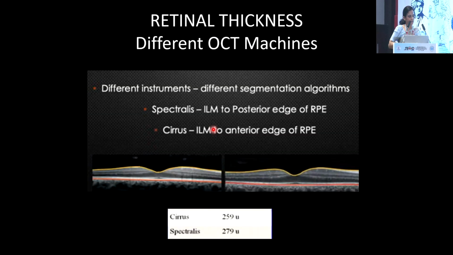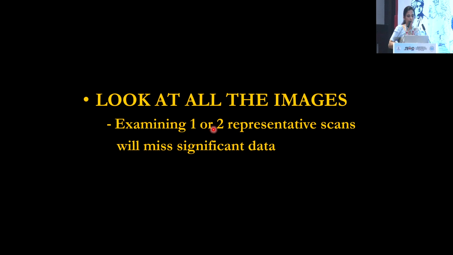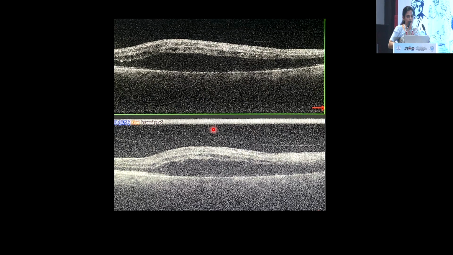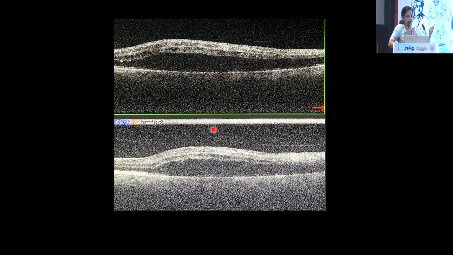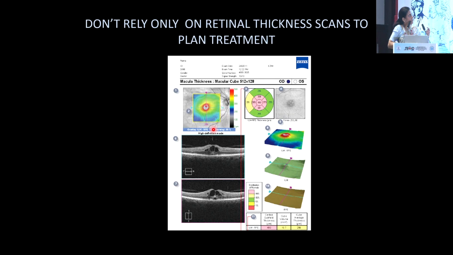Again, some pitfalls: retinal thickness, do not compare it between two different machines. Look at all the images. Like I said here, this has been done by a technician, and you see the subretinal fluid over here. This patient actually had a branch retinal vein occlusion, so it was not this. Here it looks like a retinal detachment. Don't rely only on the retinal thickness.